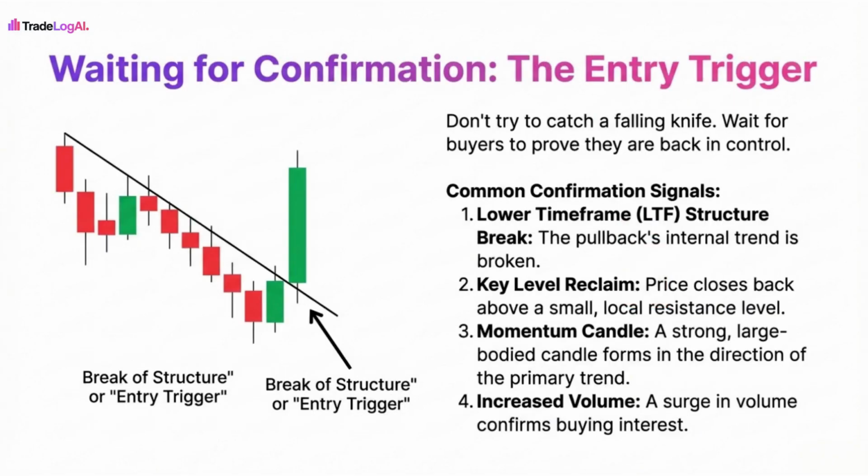Do not try to catch a falling knife. You wait for proof that the dominant side is back in control. This slide gives you clean confirmation signals: an LTF structure break, a key level reclaim, a strong momentum candle in trend direction, and ideally, volume expansion confirming participation. You're not late. You're professional. Confirmation is what turns a pullback into an executable setup.